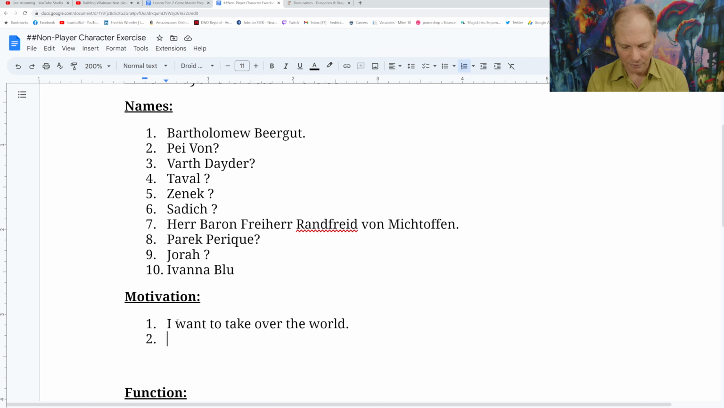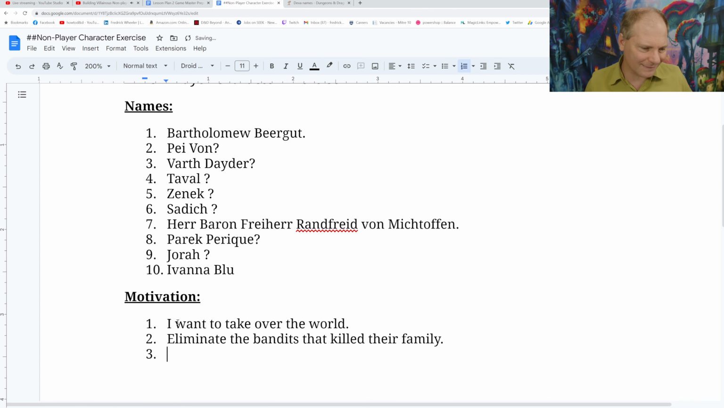Desires to eliminate the race of the bandits that killed their family. Okay, all right. Let's put that down. Eliminate the bandits that killed their family. Eliminating the race that killed their family. I don't know about that. I'm going to go with this one instead. I've taken part of it and taken a bit out.